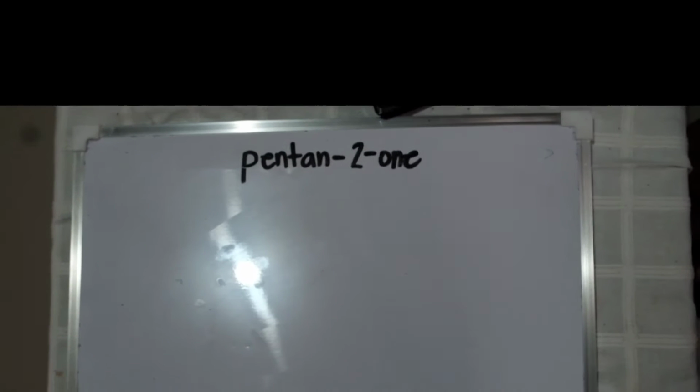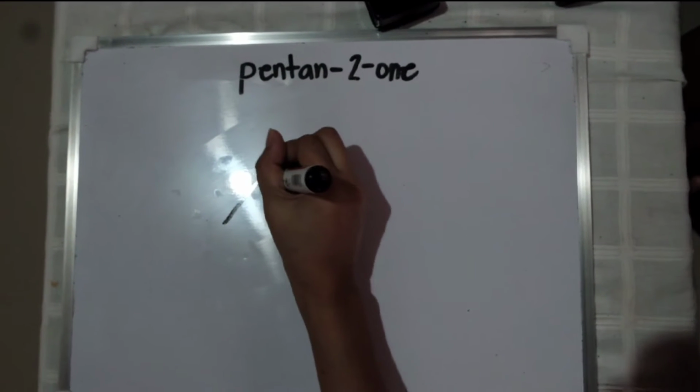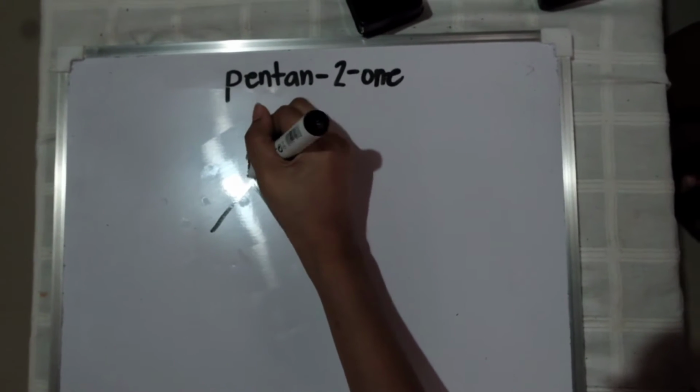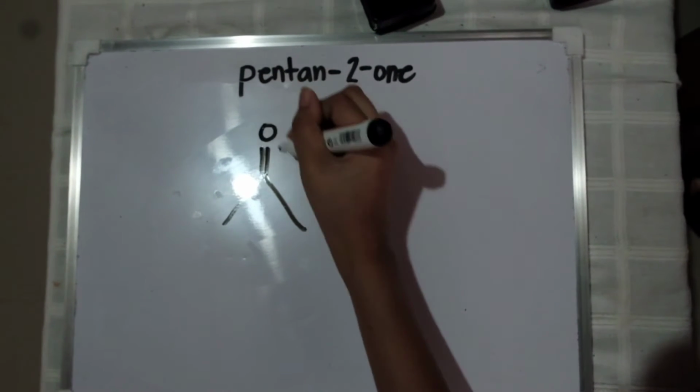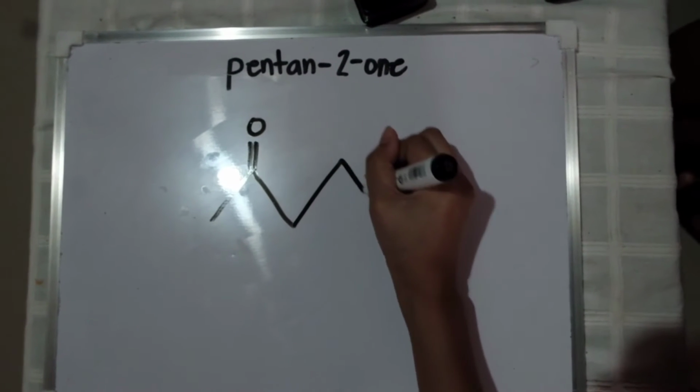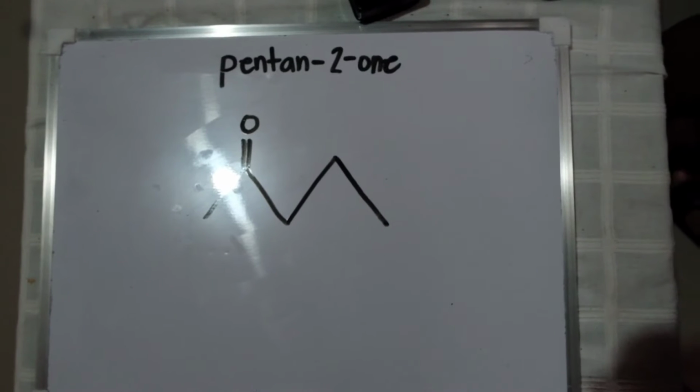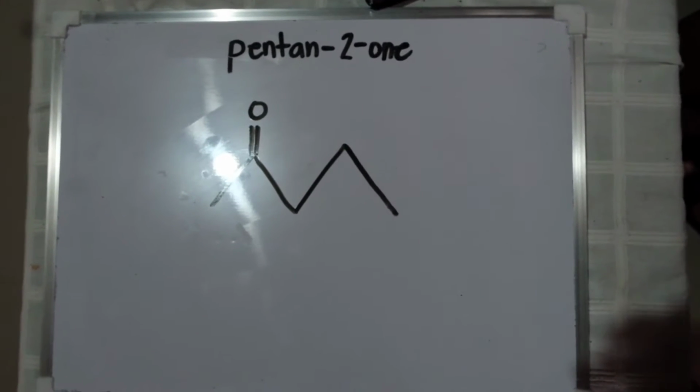Here we have a 1, 2, 3, 4, 5 carbon chain, which is pentane. All are carbon-carbon single bonds, so we have to put 2 to show that's where the ketone is. The name will be pentan-2-one.